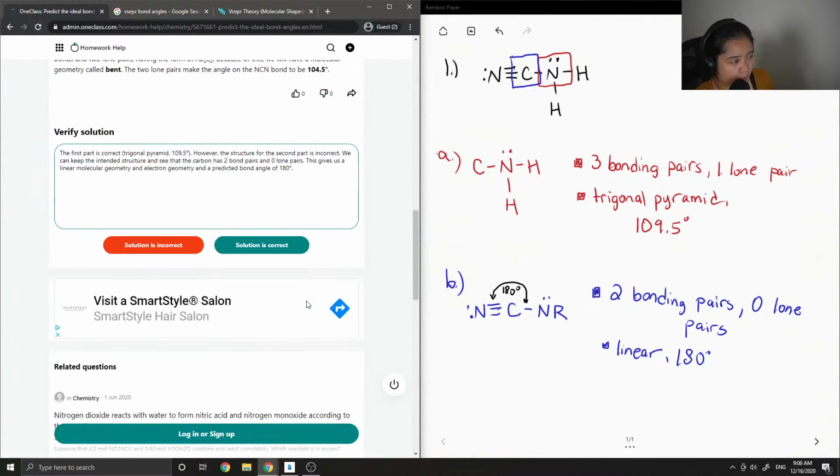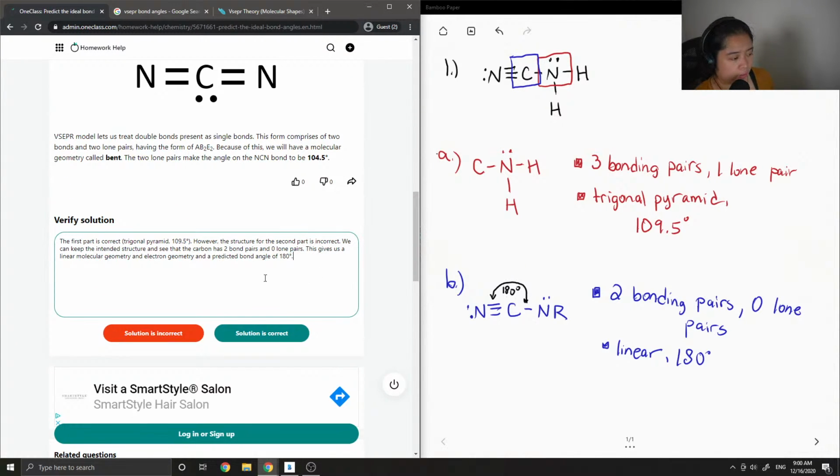Okay, so I just said that the first part is correct, how it's a trigonal pyramid, 109.5 degrees. However, the structure for the second part is incorrect. We can keep the intended structure and see that the carbon has 2 bond pairs and 0 lone pairs. This gives us a linear molecular geometry and electron geometry, and a predicted bond angle of 180 degrees.